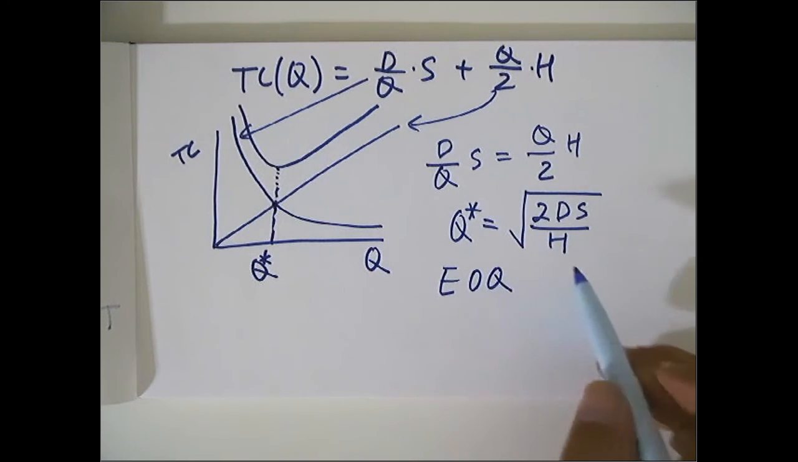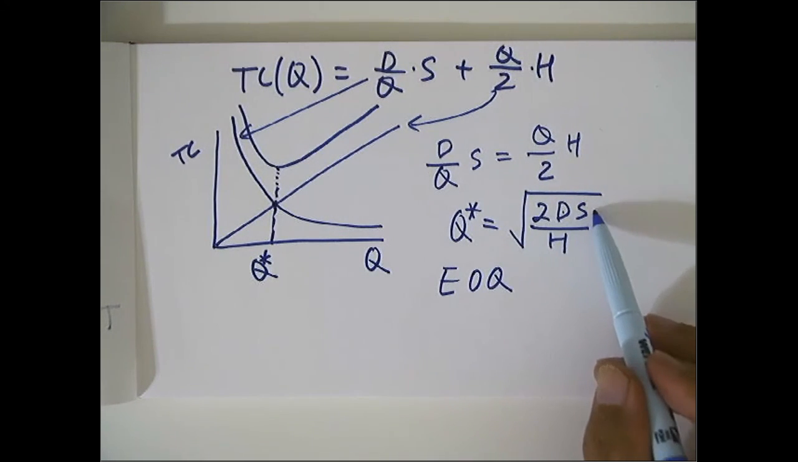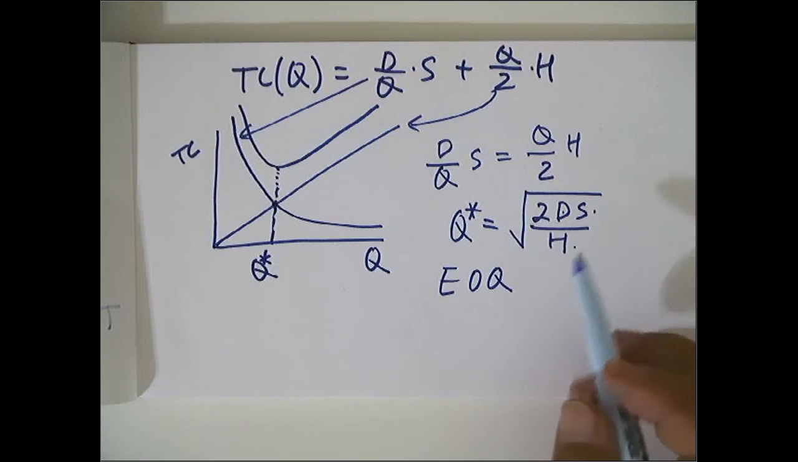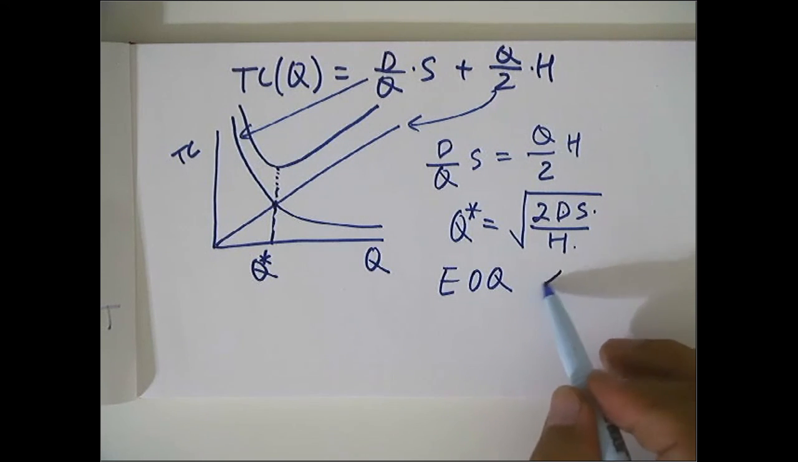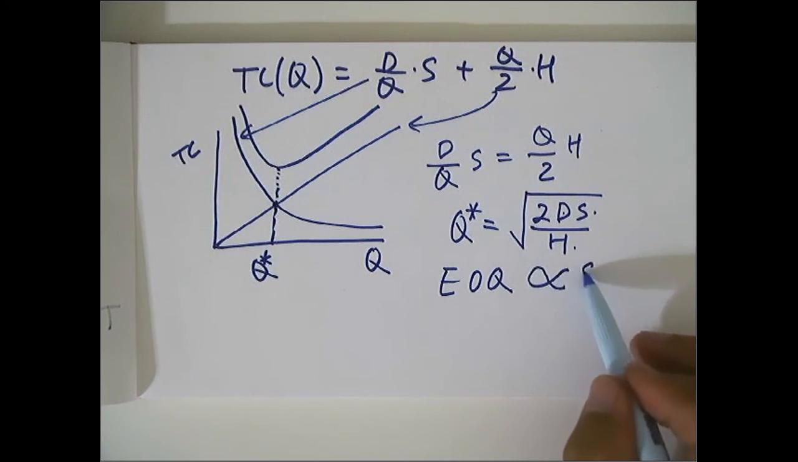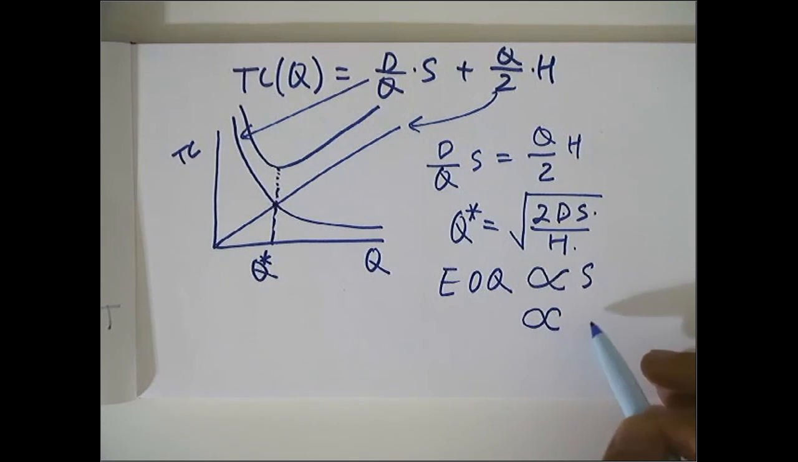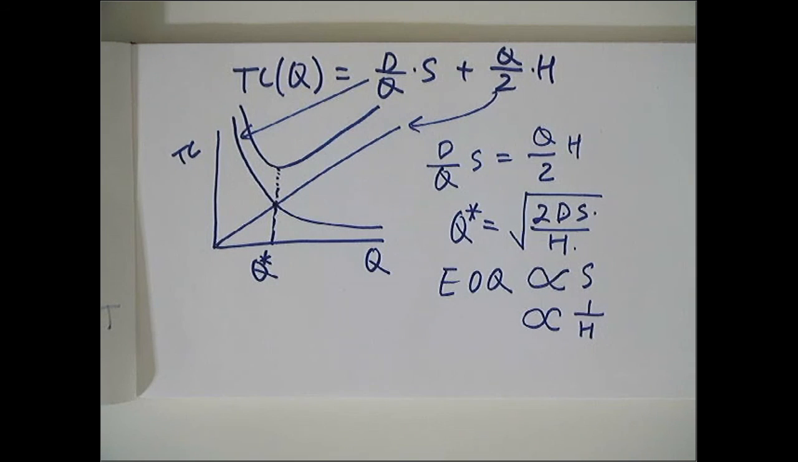Economic order quantity depends on demand, setup cost, and holding cost. Actually, the economic order quantity is proportional to the square root of the setup cost, and inversely proportional to the square root of the holding cost. That means if you have a high setup cost, then your economic order quantity will be very high. But if your holding cost is very high, the economic order quantity will be smaller. That is intuitive, right?